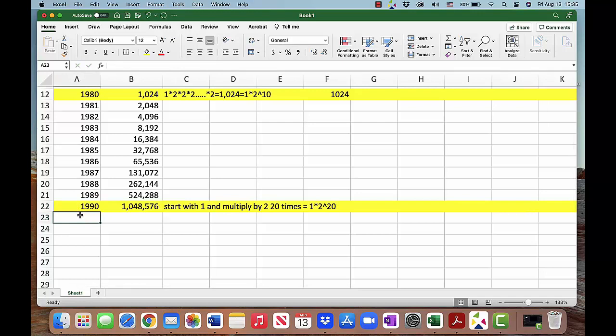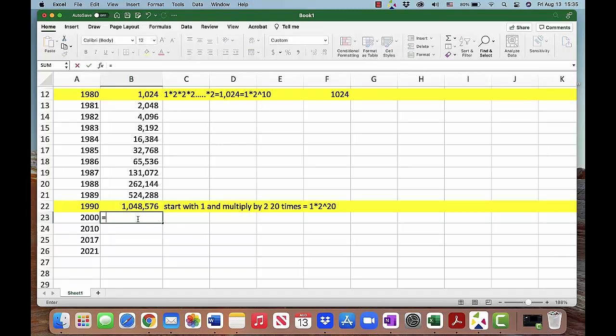Okay? Alright, so I'm going to use Excel to fill out the rest, but I'm not going to be actually using all the years in between. I'm going to go ahead and put year 2000, and then 2010, 2017, and because it's 2021, I'll also put 2021, and we're going to use that same idea. And instead of multiplying it by 2, 2, 2, 2, we're going to use exponents. So here we have 2 to the power of 30. Alright, so that's 30 from the year 1970, right? 30 years.